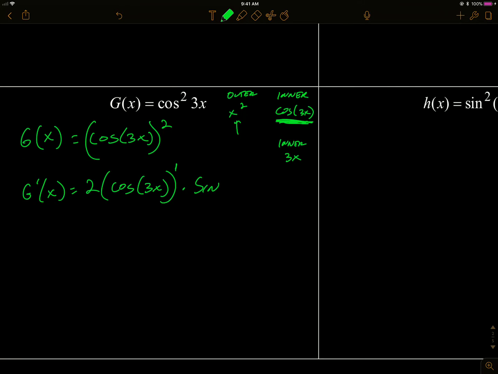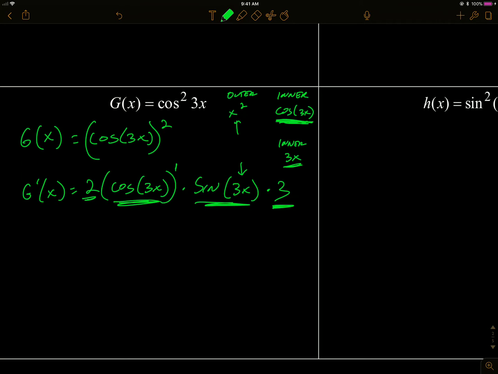So the derivative of cosine is sine. I recopy that inner without touching it. Then times the derivative of the inner. So that's 3. Okay, so now I see this as 1 times 2 times 3 times 4 things.